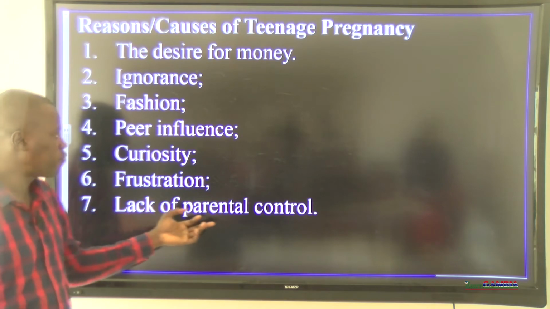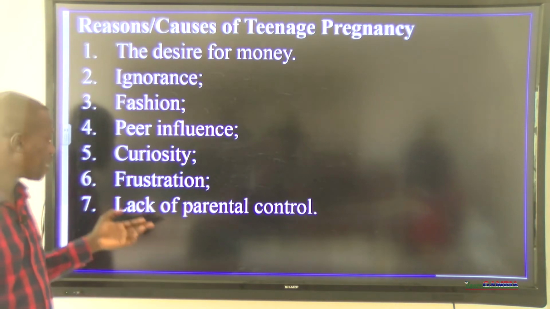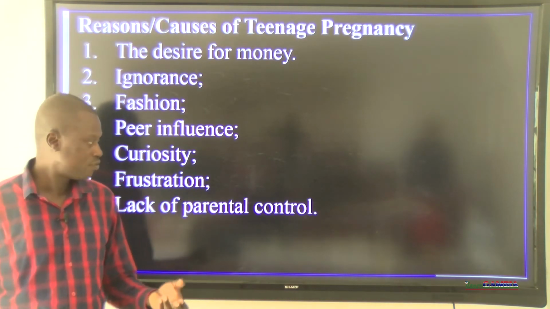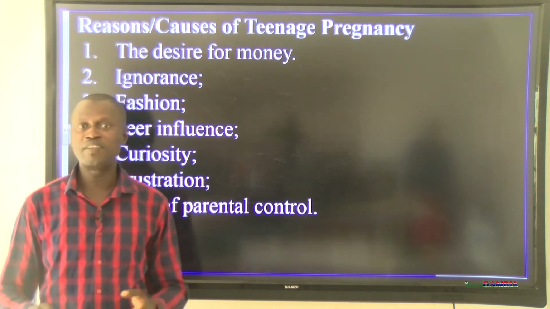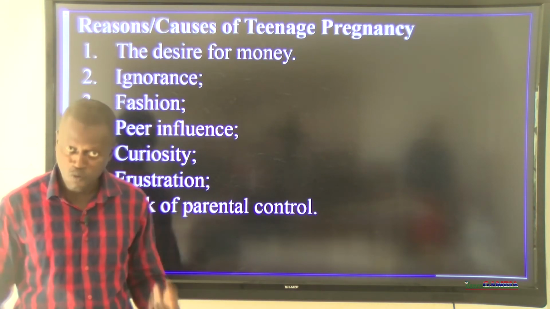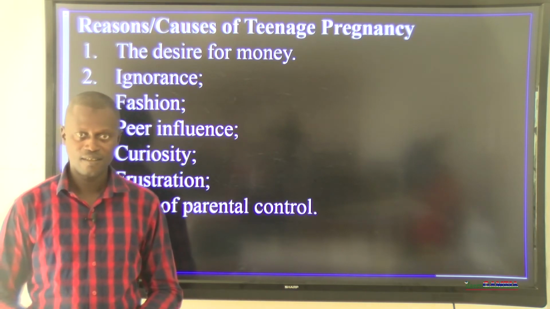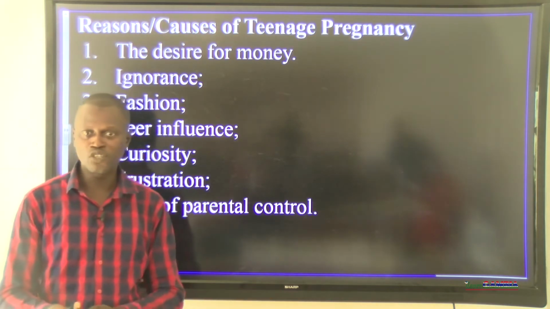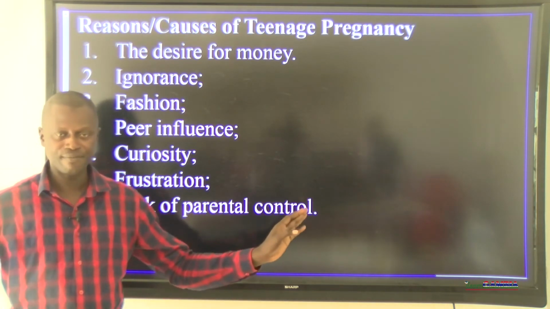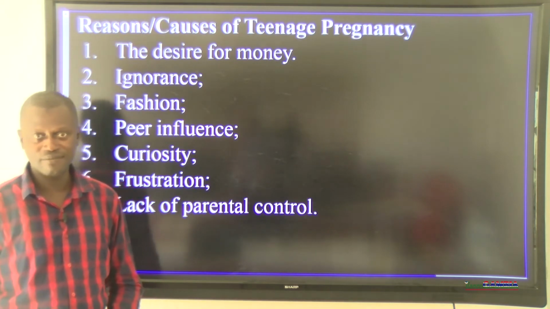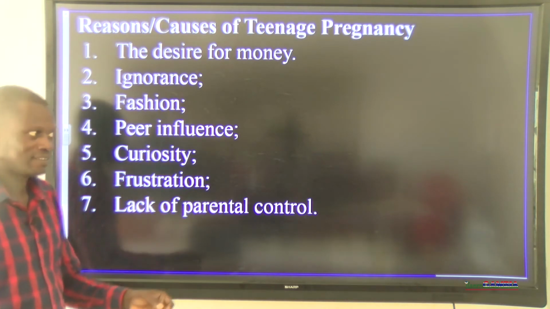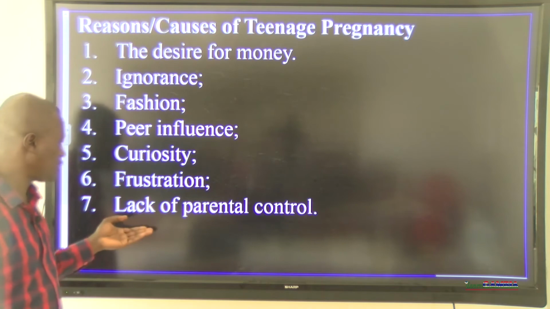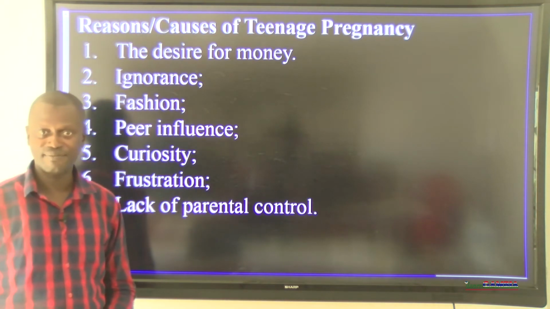Another one is lack of parental control. This means the parent is not controlling members of the family, more especially the young ones at all. Thinking that your main responsibility towards the family is the provision of food, clothing, and shelter. These are your responsibilities. You don't sit with the children. You have no regard for the children when it comes to guidance and counseling. Obviously, may result to teenage pregnancy.